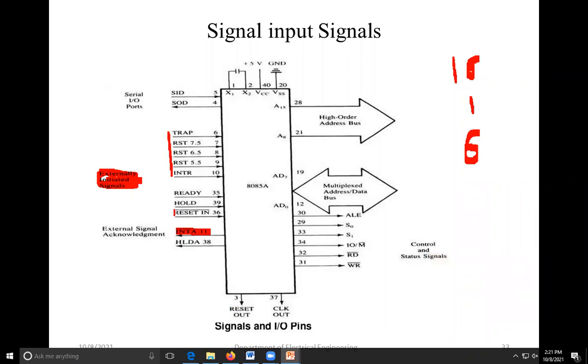When reset in is low, reset out is high, and when reset out is high, reset in should be low. So these are the two pins.